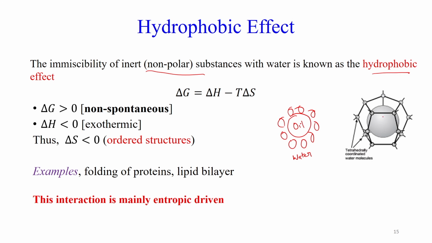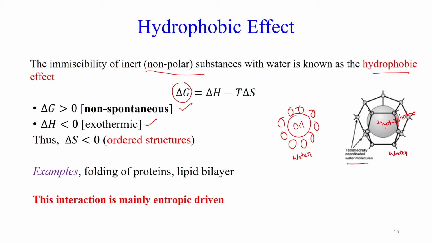Like one example is given here, this is the hydrophobic molecule. It is surrounded by very well organized, well structured water molecules. So, for the formation of this, or you can say the interaction of nonpolar molecules with water, if you just see the thermodynamics of the system, delta G is equal to delta H minus T delta S. For this process, it is not a spontaneous process, so delta G is greater than 0, but at the same time this interaction of the nonpolar with the water is exothermic, so delta H is going to be negative.